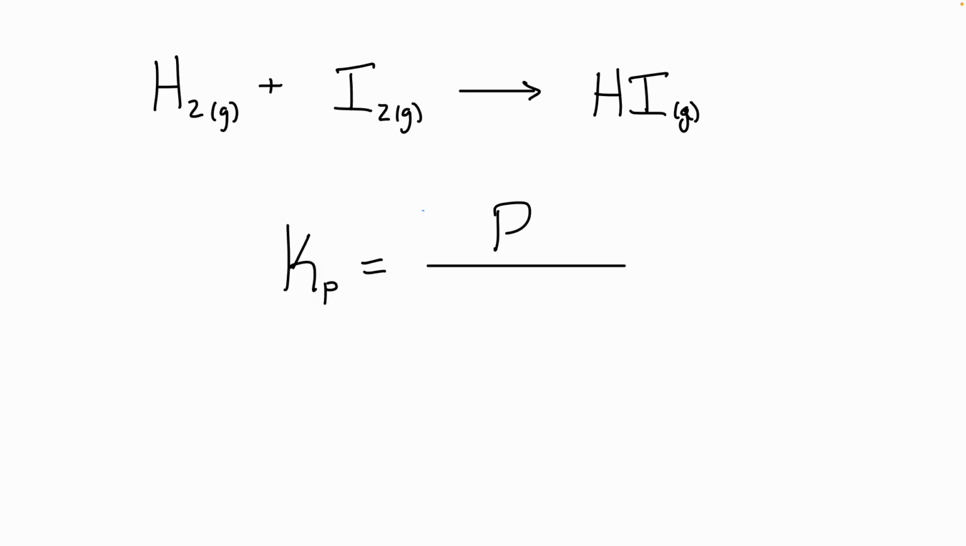All right, so since it's a Kp, we're going to define it in terms of pressure. My hydrogen iodide, oh, I got to balance. Pressure of my product over the pressure of my reactants. And that coefficient becomes an exponent. So I'm going to have to square my product pressure in my equilibrium expression.